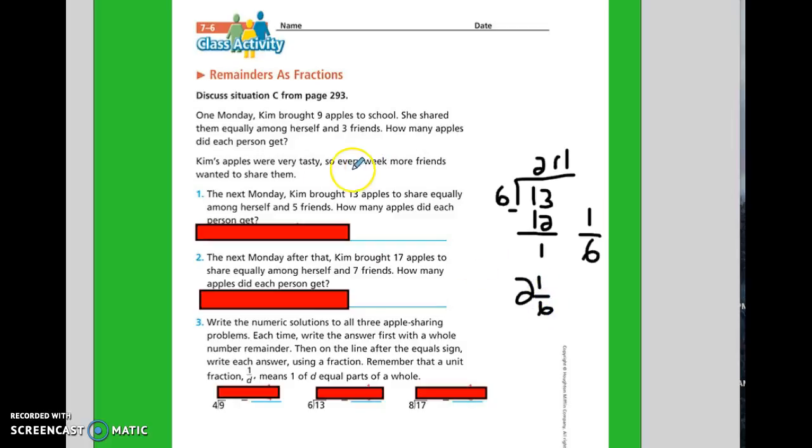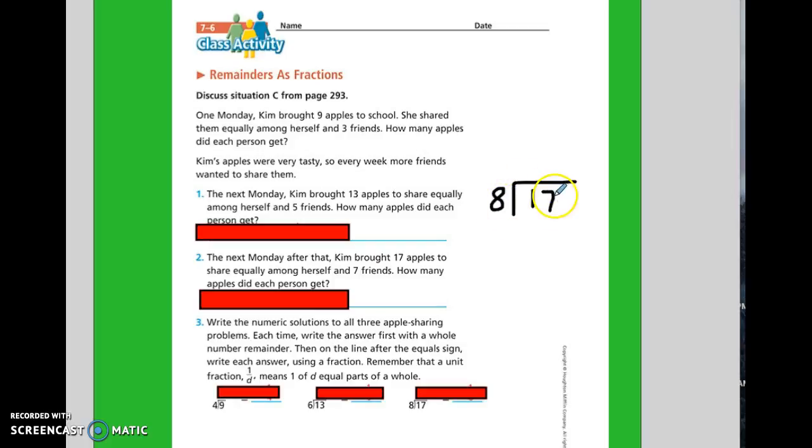All right, let's try one more. All right, this one says, the next Monday after that, Kim bought 17 apples to share equally among herself and 7 friends. How many apples did each person get? So again, it's herself and 7, so there's 8 people total, and we're dividing it by 17 apples.